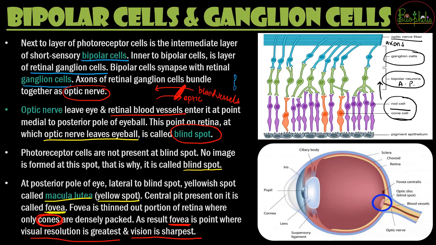So here in the image also you can see very well where the fovea centralis is and where the optic disc is, or you can say the blind spot. At the blind spot you can see the optic nerve is exiting, whereas in exchange the blood vessels are going to enter into the eye.